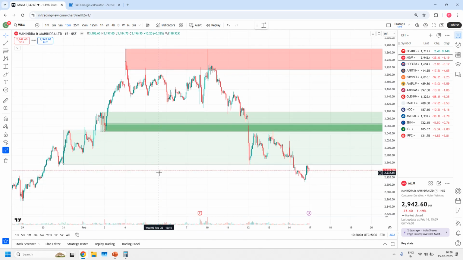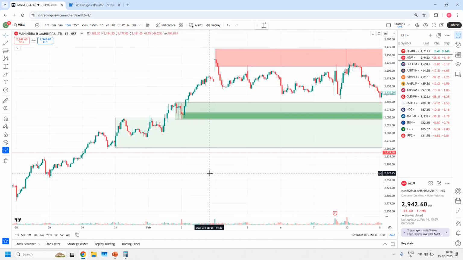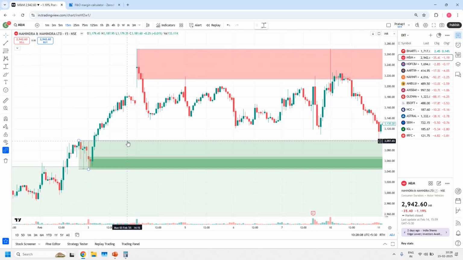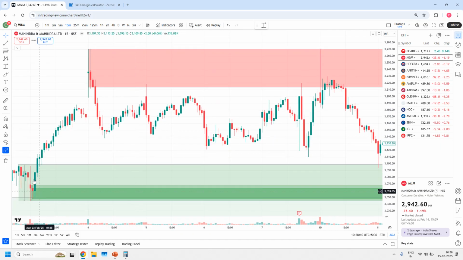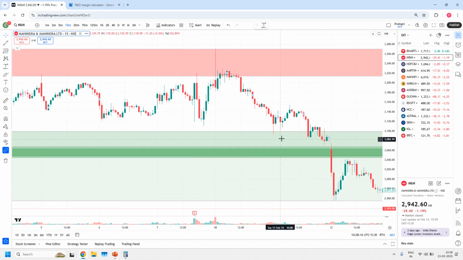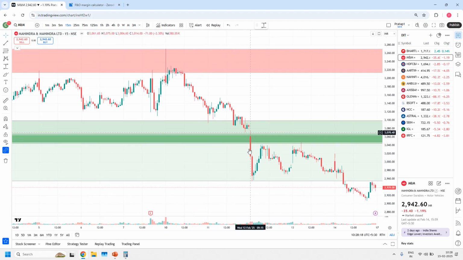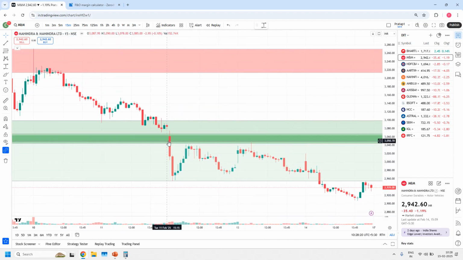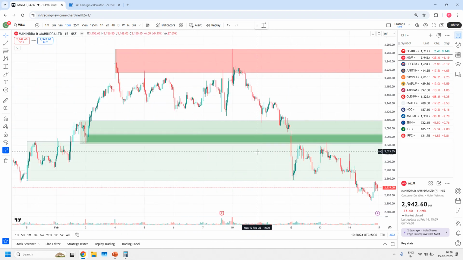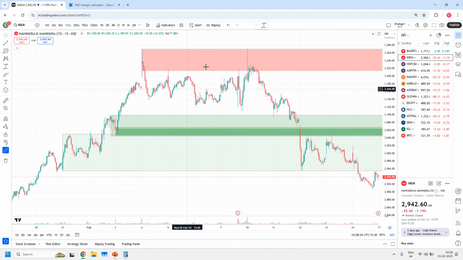This is M&M, the one we identified, the 15-minute zone. Our software identified failed ERC as a leg-in, base rally. And this 15-minute zone is stopped out. When is it stopped out? On Tuesday.